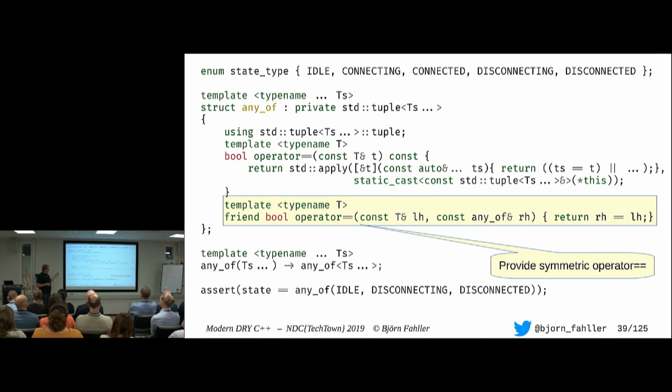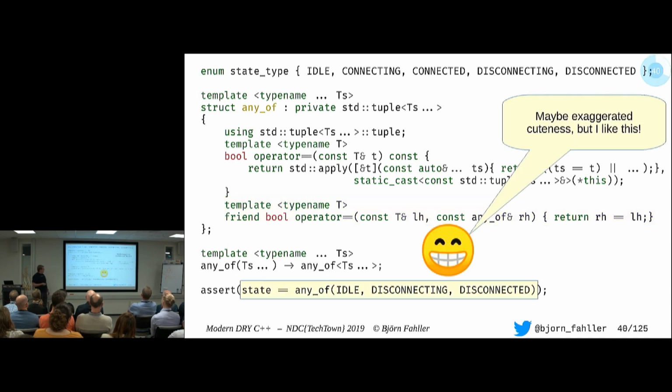And the symmetric commutative operator equal, because that makes the code easier to read, and it just makes sense. If you say that you can express A equal B, then you really should be able to express B equal A. Otherwise, your code is horrible.